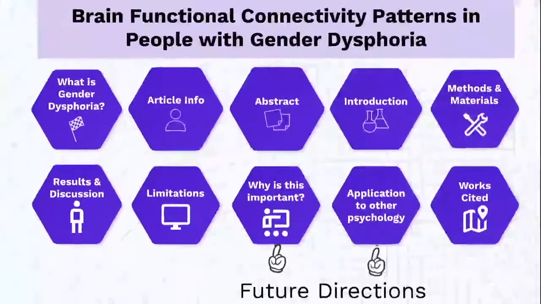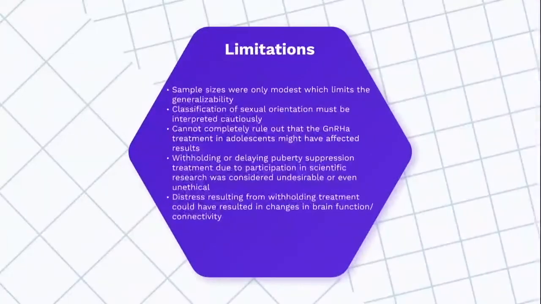Now we will be moving on to the limitations. Firstly, the sample sizes, especially of the prepubertal girls with GD, were only modest, which limits the generalizability of the findings. Secondly, the classification of sexual orientation must be interpreted cautiously because of the young age of the participants.